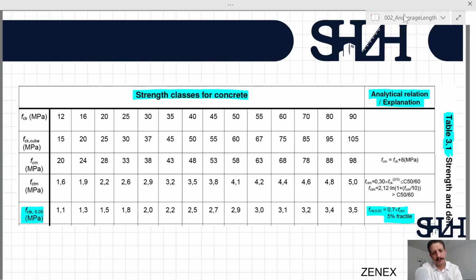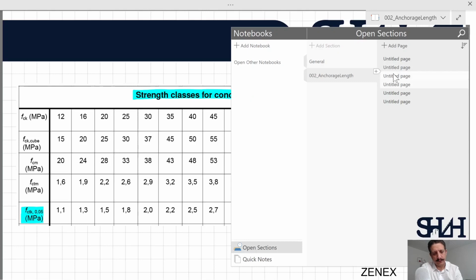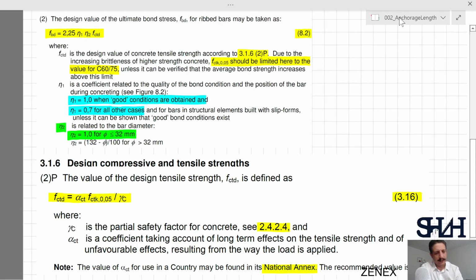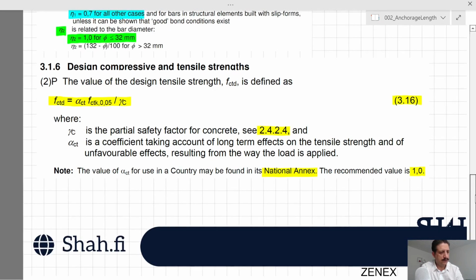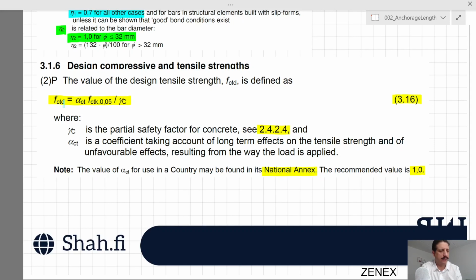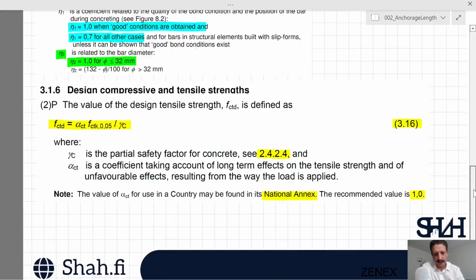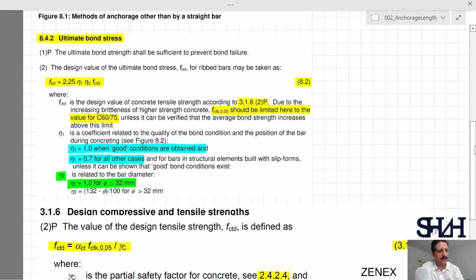So from here, we can take FCTK 0.05 and substitute it in this equation. Alpha CT is 1, gamma C is 1.5, and then we can calculate FCT. Then we can check the condition for eta 1. If it is good, then eta 1 is 1. If it is poor, then it is 0.7.